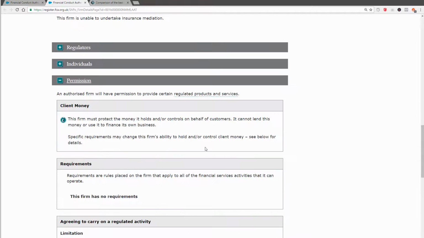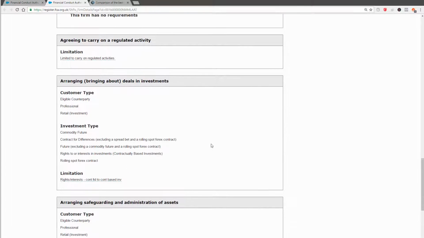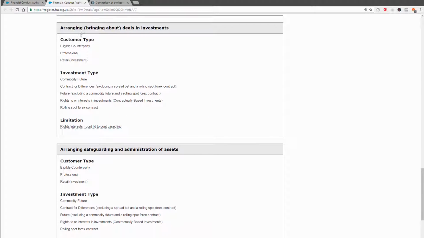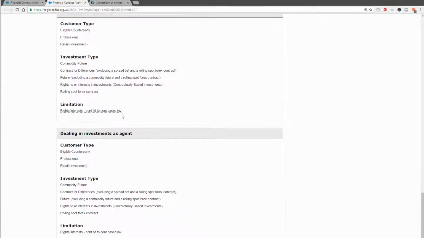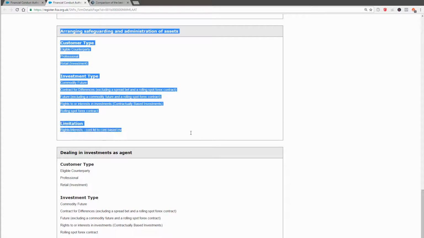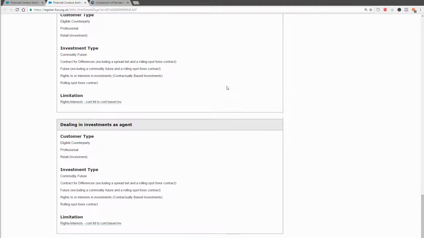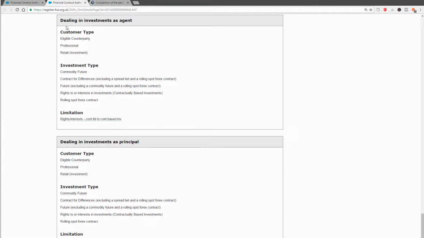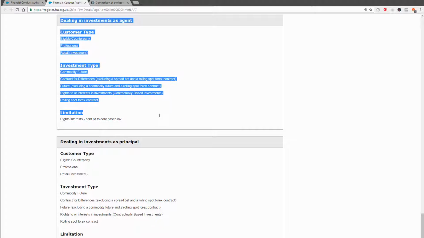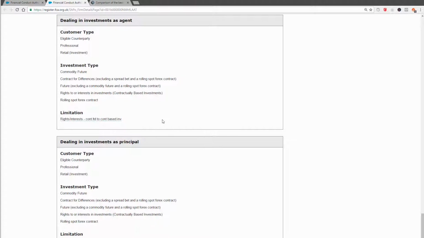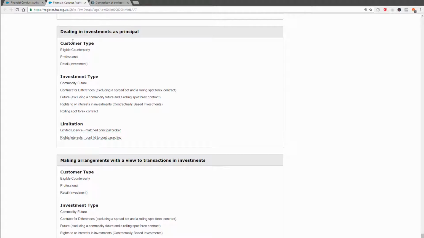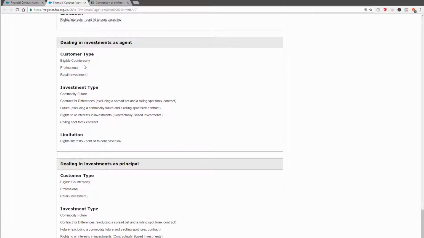And the way to check if they are pure STP ECN, again, is to see if they have these things here. If they have the arranging and safeguarding of administration of assets, that means they are able to handle client money, which is a must for a broker. If they have dealing in investments as agent, that means they're a pure STP broker. And if they have dealing in investments as principal, they have the rights and permissions to be a dealing desk.